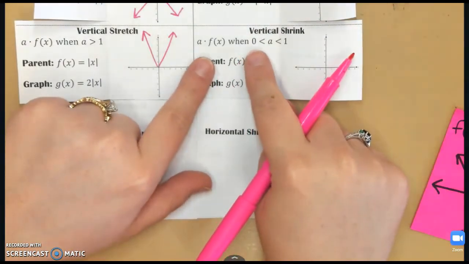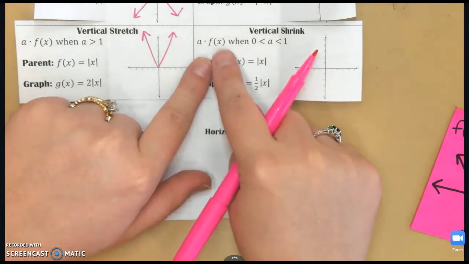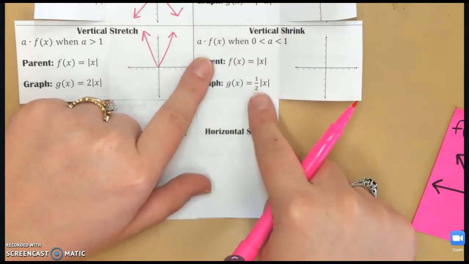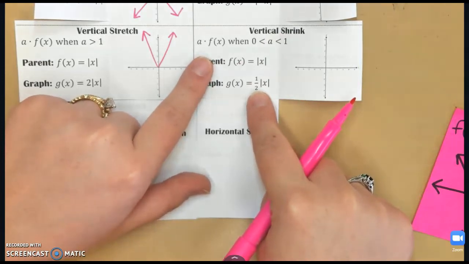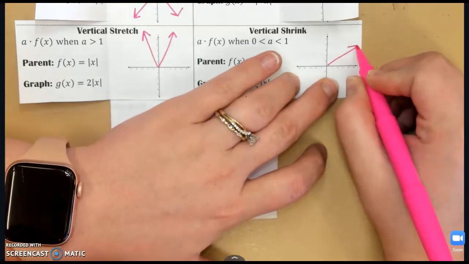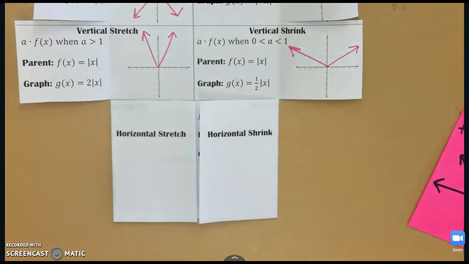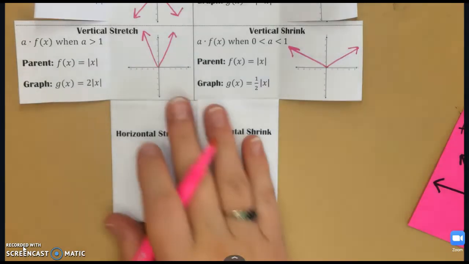So again, I'm not looking at the sign. Negative tells me a reflection, but if I have a value smaller than 1, meaning a fraction being multiplied outside, then that is a vertical shrink. So it's getting shorter, it's getting fatter, it's getting wider, the opposite of a stretch. But the vertex isn't changing, we're just getting wider, shorter, fatter, however you want to say it. Okay, so that's when we're multiplying outside. That means vertical stretch or shrink. Whether you have a number bigger than 1 or less than 1 tells you if you are stretching or shrinking.